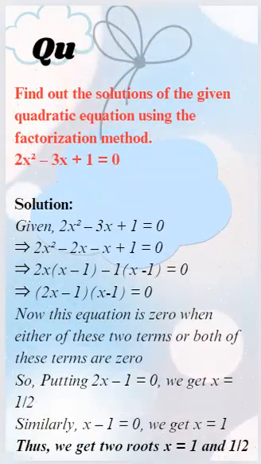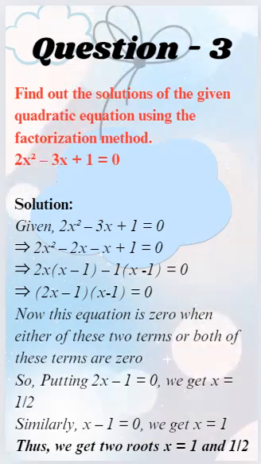Third question is to find out the solutions of the given quadratic equation using the factorization method. The given equation is 2x square minus 3x plus 1 equals 0. The expression can be simplified to the form (2x minus 1)(x minus 1) equals 0. The equation becomes 0 when x equals 1 by 2 and x equals 1. So we get roots 1 and 1 by 2.